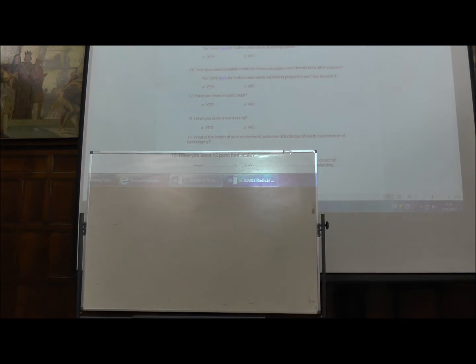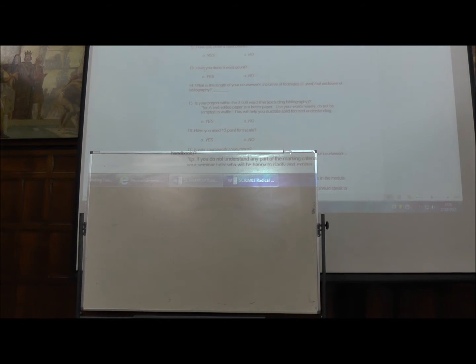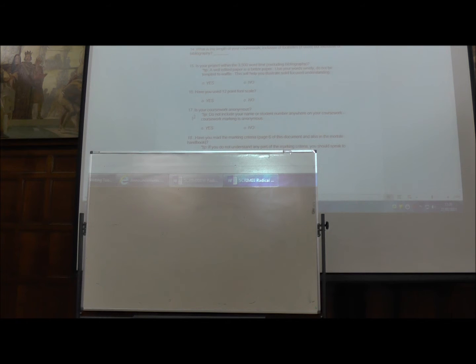Okay, and again, click on that link. Spell check. Most computers now have a spell check automatically, don't they? So that shouldn't be a problem. What is the length of your coursework, inclusive of footnotes? Some people use footnotes extensively, thinking that they don't count.